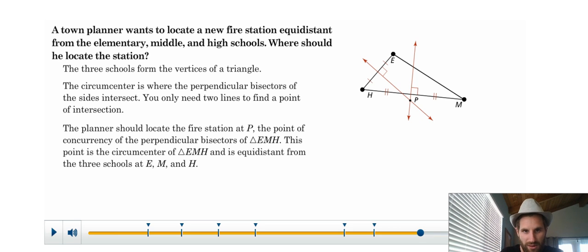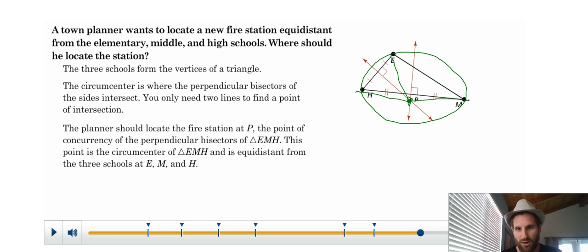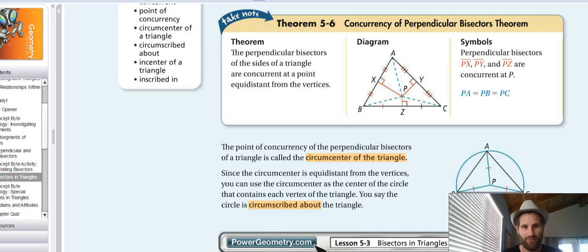Now, we know it's going to be equidistant because, holy moly, that's a great looking circle. If this was truly the center of the circle, these would all be radii, and they'd be congruent. So again, you didn't have to write that problem down, but I thought it was so cool to look at. So let's continue on back to our vocabulary.